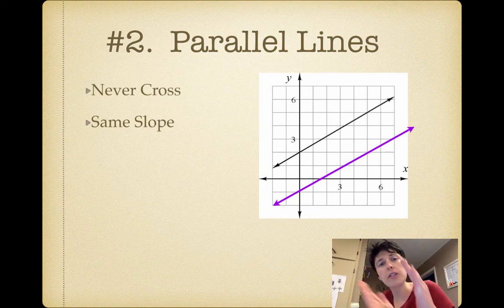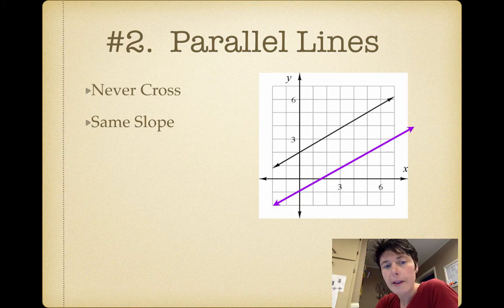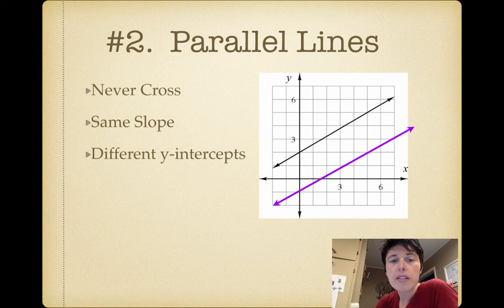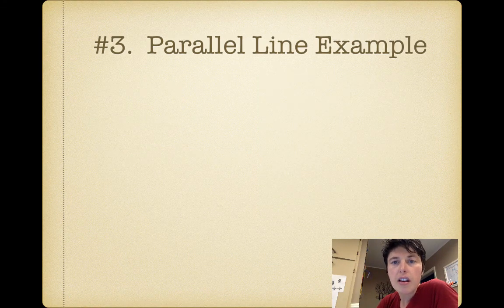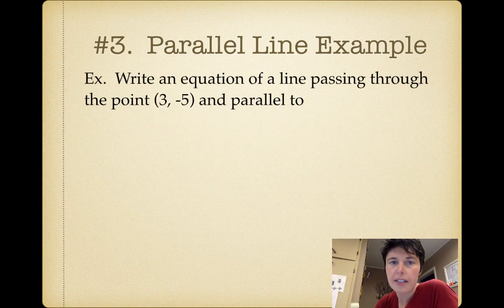If two lines are never going to cross, their growth numbers, their slope numbers, are going to be the same. The only thing really to emphasize that's different about them is their y-intercepts. They have different starting y-intercepts. So, parallel line example problem. Let's look at a problem that would involve parallel lines.